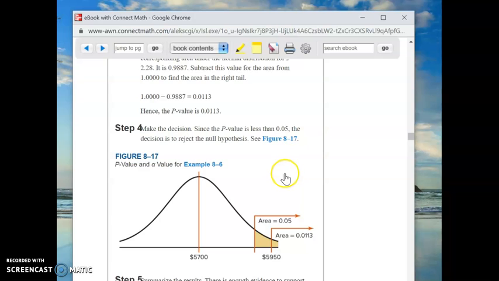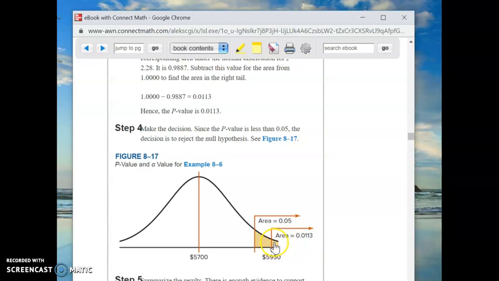So that area is 100% take away the 98.87%, or you can think about it as 1.000 take away 0.9887. You get 0.0113. So what that's telling me is to the right of 5950, that area right here is 0.0113.